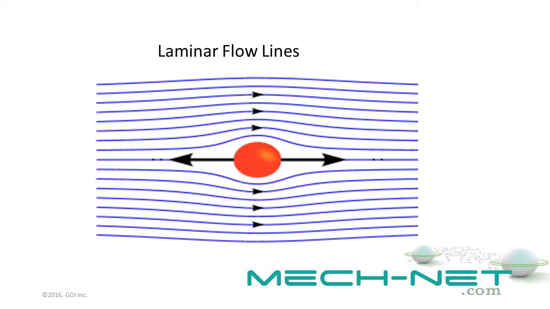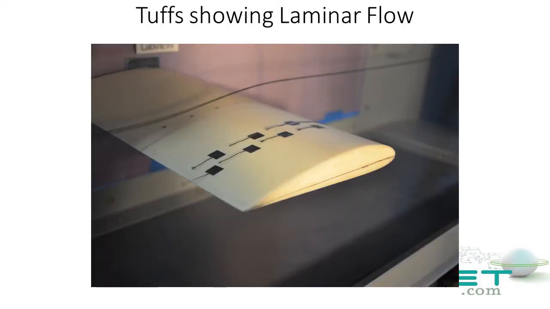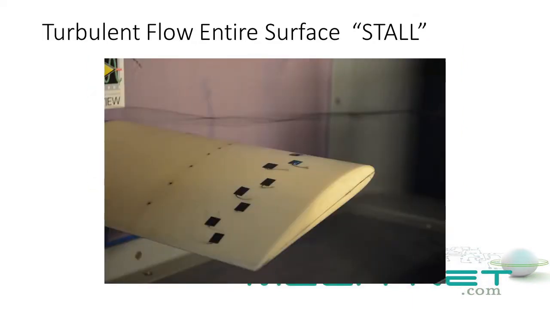In this drawing, we can see an example of how in a laminar flow condition, the lines are evenly spaced around the round sphere being tested. In this slide, we see an airfoil being tested with a laminar flow over the upper surface of the airfoil. The yarn tufts are all in a straight line. In this slide, we see an airfoil in a stall condition and a turbulent flow over the upper surface of the airfoil. The tufts are all moving in a random direction.